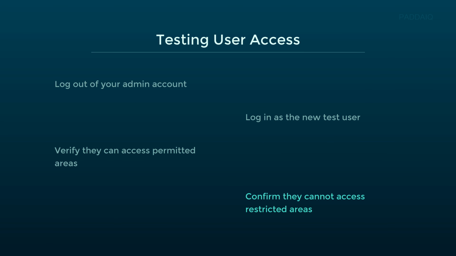Confirm they cannot access restricted areas. This means verifying users are blocked from private data or functions. For example, after granting a salesperson access to customer records, ensure they cannot view confidential HR salary details. This validation step is essential for maintaining proper security controls in your SAP BTP applications.